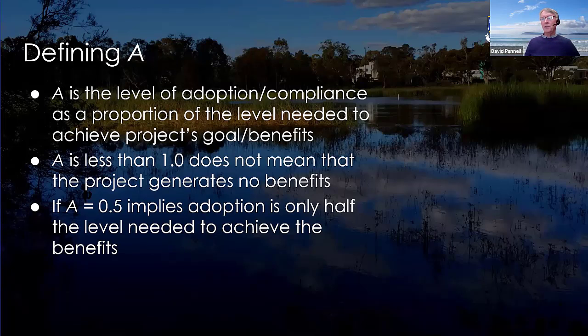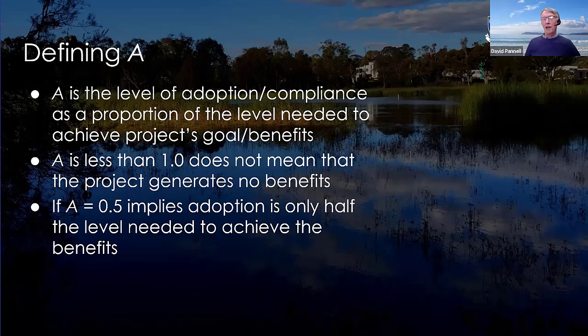Okay, so in doing that, I'm implicitly defining a variable A. A is the level of adoption or compliance as a proportion of the level needed to achieve the project's goals or potential benefits. And a level of A less than 1 does not mean that the project generates no benefits, or at least not necessarily. It might for some projects, but in this case, probably not.